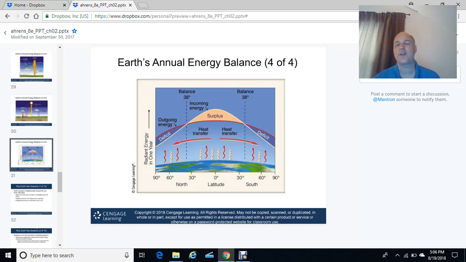Okay? So the way the sun's radiation is distributed over the Earth, based on its solar altitude and the way it travels throughout the year at the different latitudes, really comes into play with energy deficits and energy surpluses. But overall, it balances out in the end.